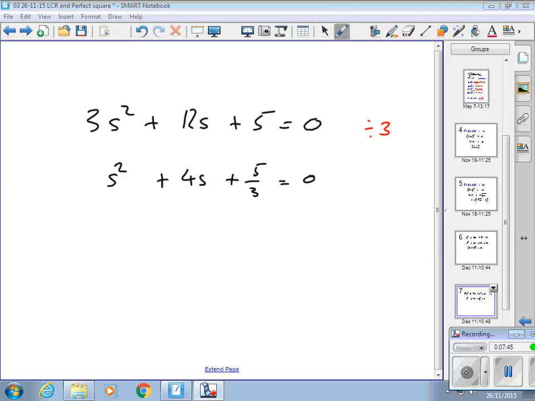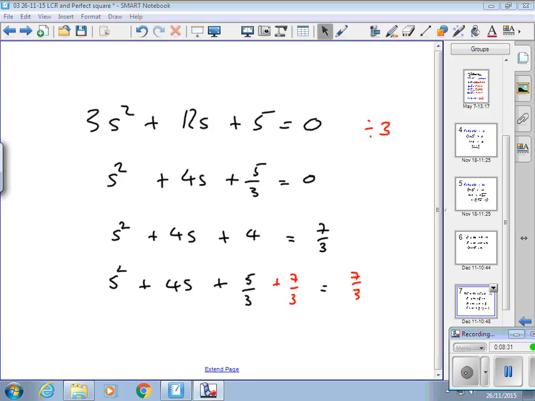So now I can say this is S squared plus 4s plus 4, that's the perfect square, but I've got 5/3, so what do I need to add to the 5/3 to get 4, which is 12 over 3? Oh, what am I doing? 2 squared's 4, thank you, yeah. Which is 12, so what do I add to 5 to get 12? 7, so that equals 7/3, adding 7/3 to both sides.